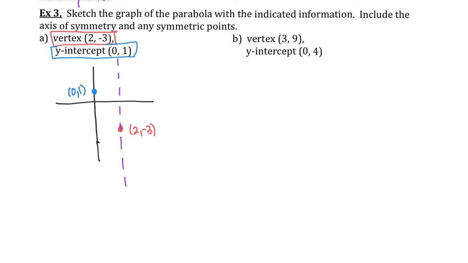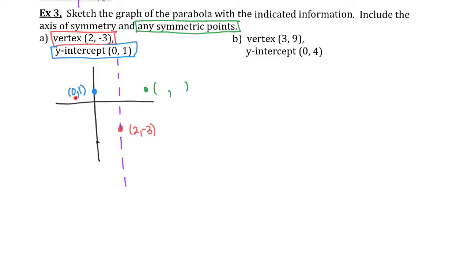Okay, I'm almost done, but the last thing it's asking me to do is find any symmetric points. Like we noticed on the previous graphs, there are matching points on the left and right side of the axis of symmetry. So if I look at this y-intercept over here, it's on the left side of the axis of symmetry. There has to be a matching point on the right side for this to be a parabola. So first I'm just going to estimate about where it goes. It's probably over here somewhere. Then I'm going to label the ordered pair.